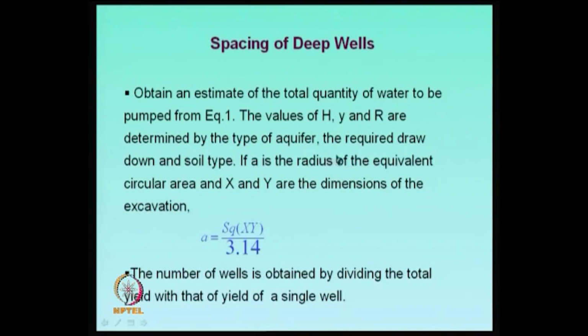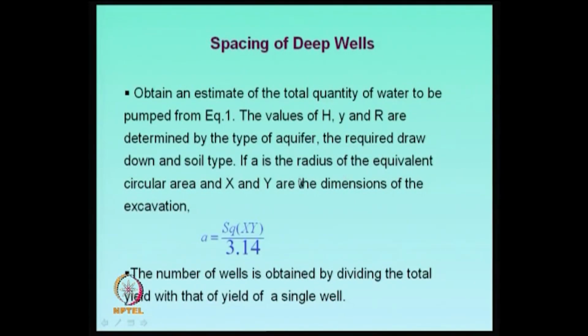So, what we do is that we should be able to get the optimal estimate, or some estimate, of the total quantity of the water to be pumped, the values of height of that, and y is another variable, and r, the R or L, is actually to be determined by the type of aquifer, the required drawdown, and the soil type.